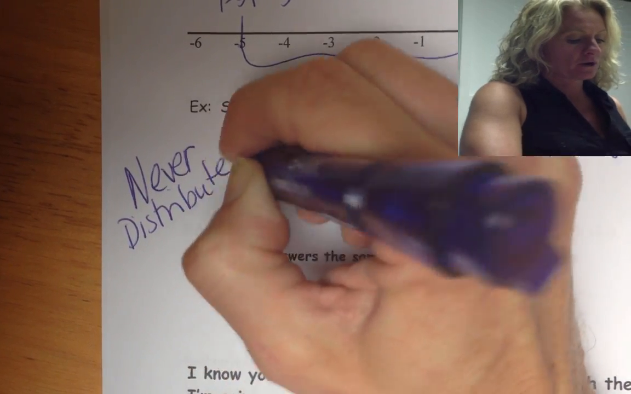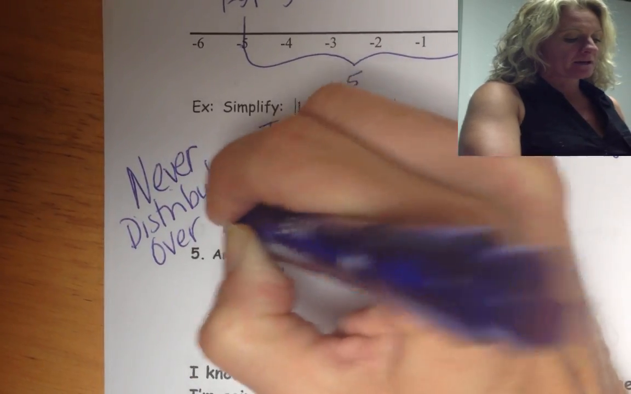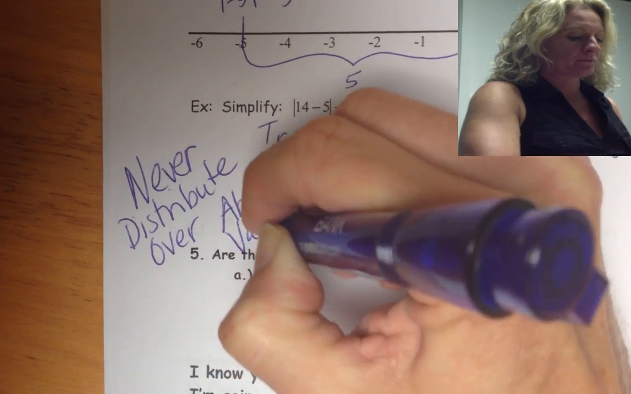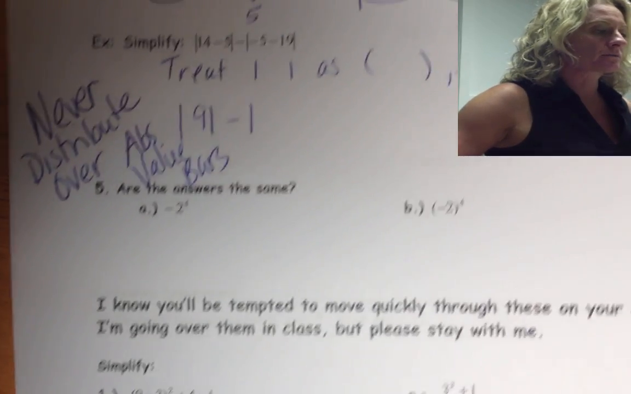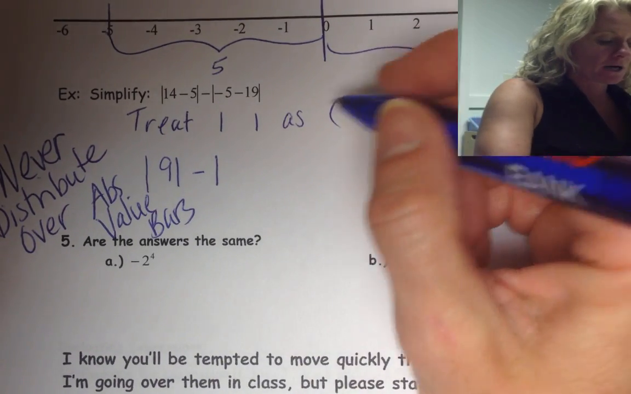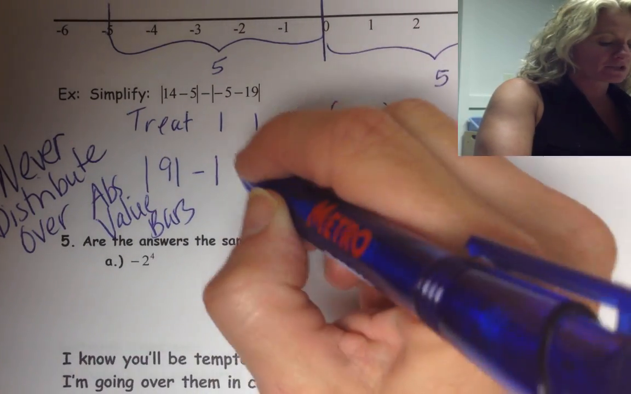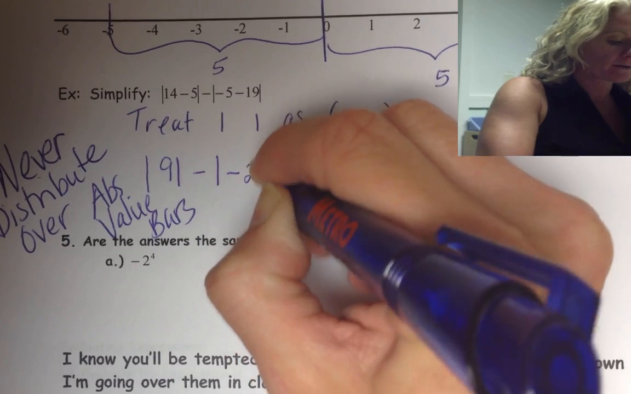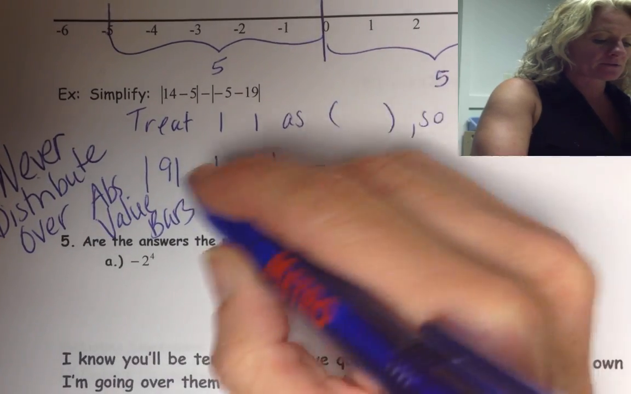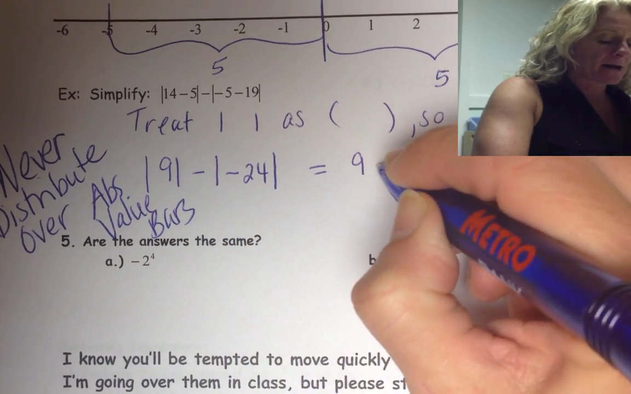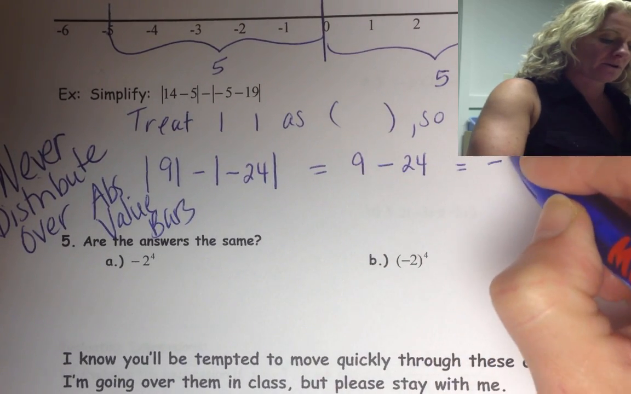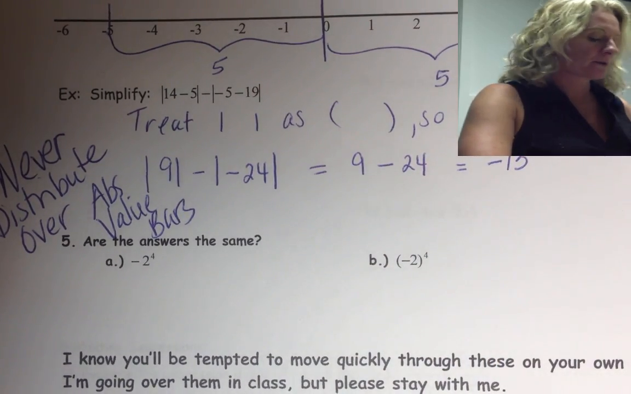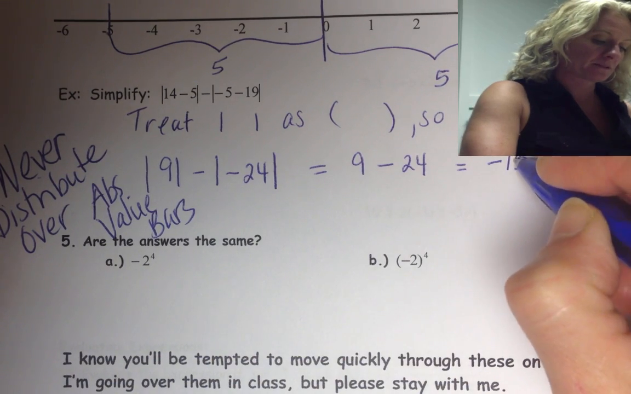distribute over absolute value bars. So right here, you just do negative 5 minus 19, which is negative 24. So then we have the absolute value of 9 is 9 minus 24, so we get negative 13. No, we don't. We get negative 15.